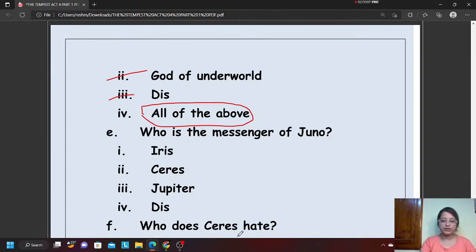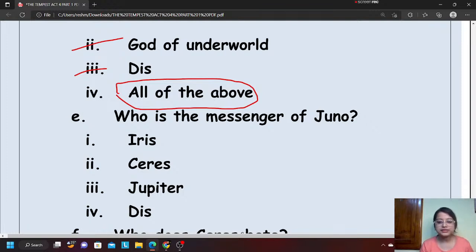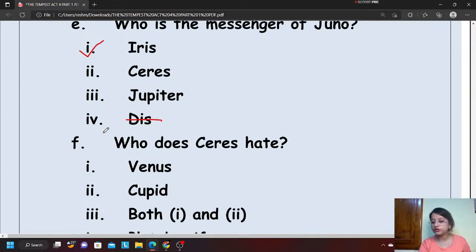Now comes question number E. Who is the messenger of Juno? Is it Iris? Is it Ceres? Is it Jupiter or Dis? Messenger कौन है Juno का? This one everybody should be able to answer. Arnesh is saying Iris. John is saying Pluto abducted her. Of course. So Dis cancelled. Okay. This is Pluto only. So this is cancelled. फिर everybody has written Iris. Correct. This one everybody has written correctly. Messenger of Juno is Iris. Iris is the goddess of rain.